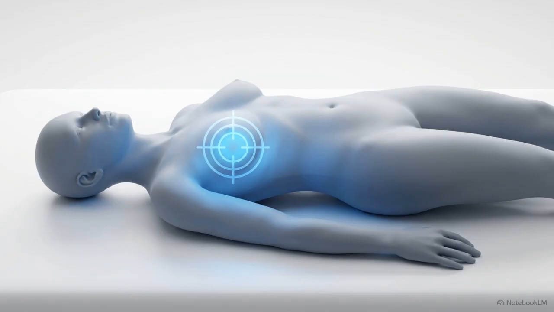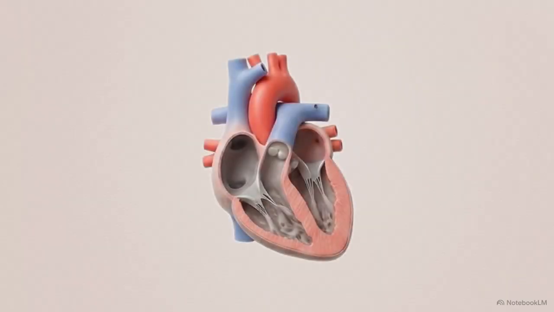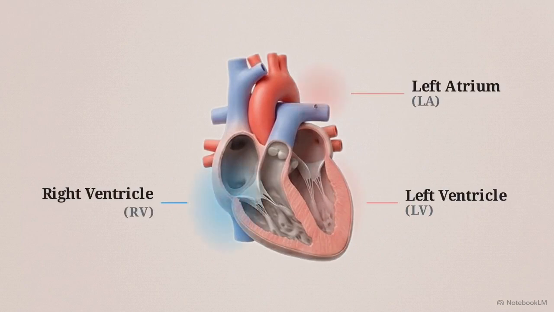Next is the apical 4-chamber view. Move your probe down to the point of maximal impulse, typically just under the left breast. Point the indicator to the patient's left side and tilt the tail of your probe down toward the bed. This diagram outlines the resulting layout on your screen. You have a direct side-by-side view of the left ventricle, left atrium, and right atrium.